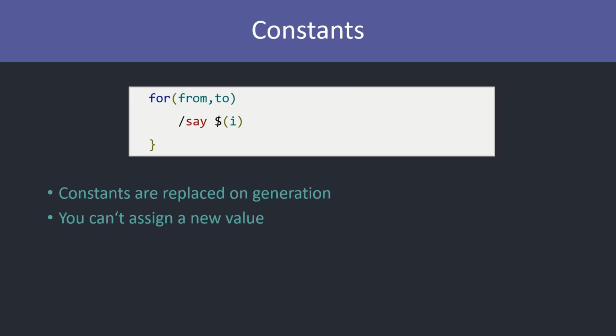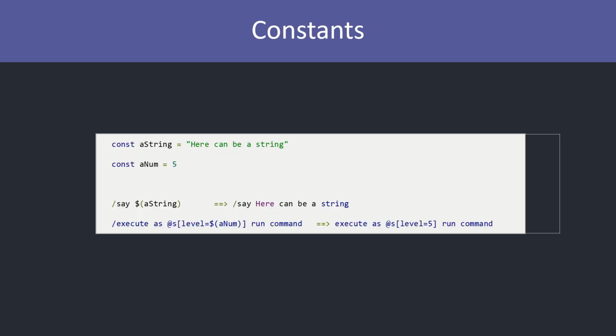In the last section, we looked at this for loop here, and we already used this notation here, $i, to replace this whole thing with the current index. So that is actually a constant, and constants are replaced on generation, so they can't be changed while the data pack is loaded. And you also can't assign new values to any constants. This for loop gives you a predefined constant, but of course you can also define your own constant.